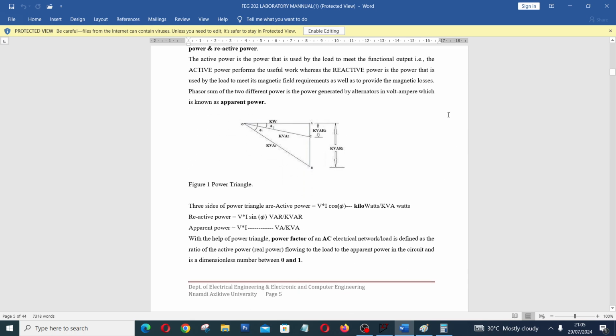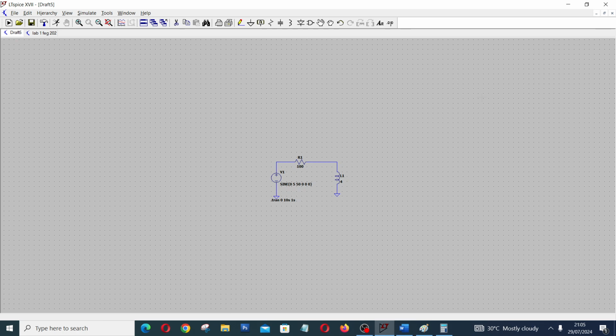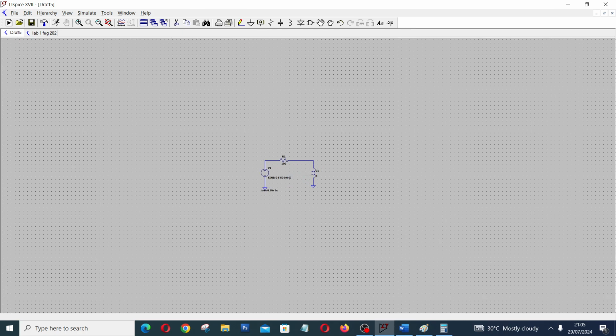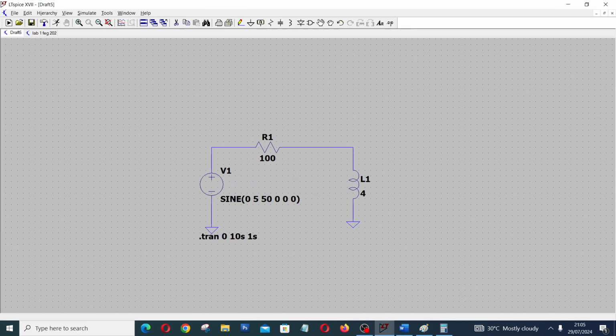So without wasting much time, let's quickly launch our simulation tool, that is LTspice. So I've patched up this simple circuit. You can simply connect this circuit. It's easy to connect. Let me maximize it for everyone to see.